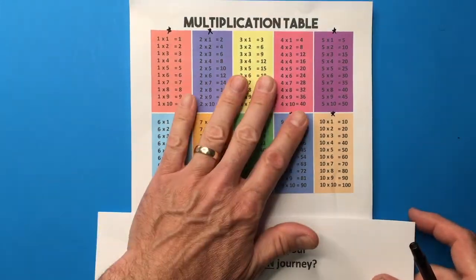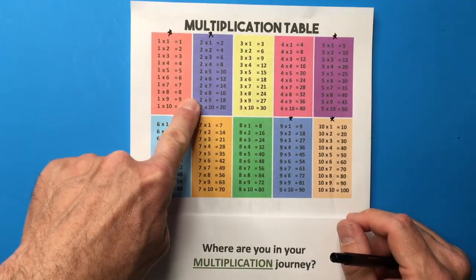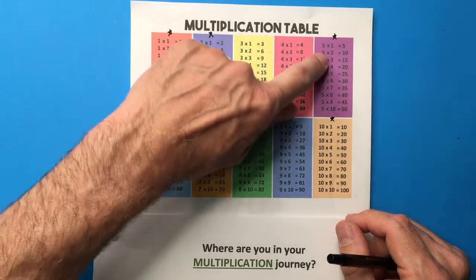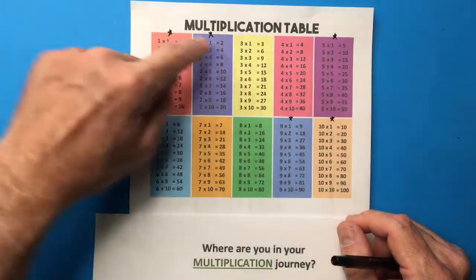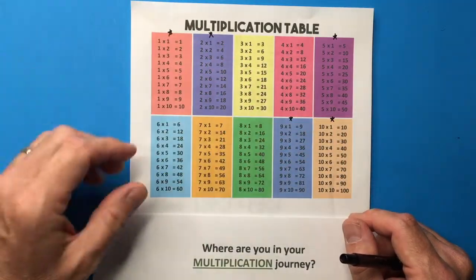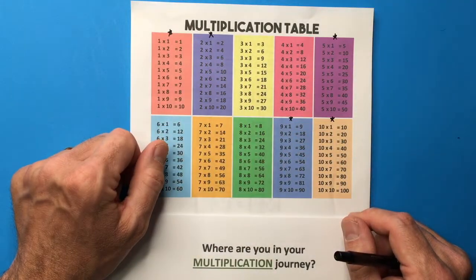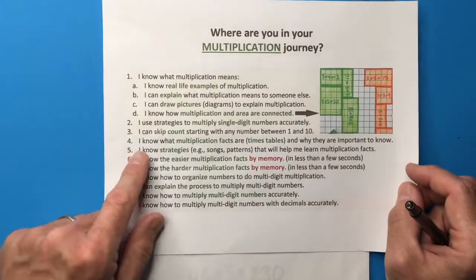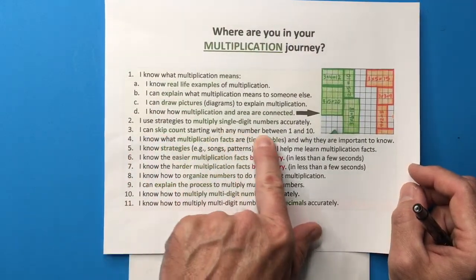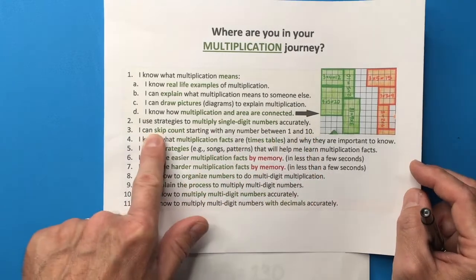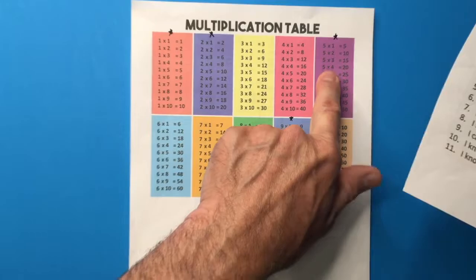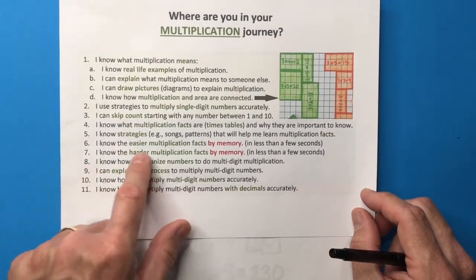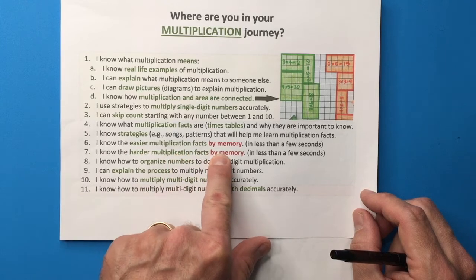Oftentimes these are easier because for many years you've been learning to skip count by 2s, 5s, and 10s. We started to do that in grade 1. And you might know how to count by 2s, 5s, and 10s all the way up to 100, which is fantastic. If you do, you're way ahead on your multiplication journey because you know how to skip count by those numbers. And if you can skip count by 2s, 5s, and 10s, then you'll be able to get those multiplication facts very quickly.